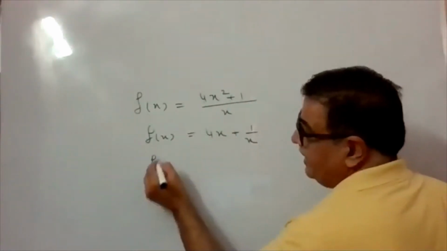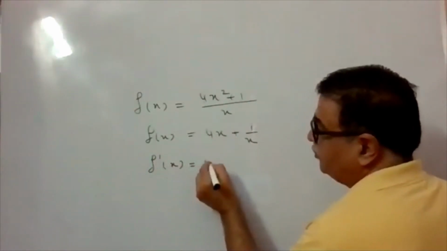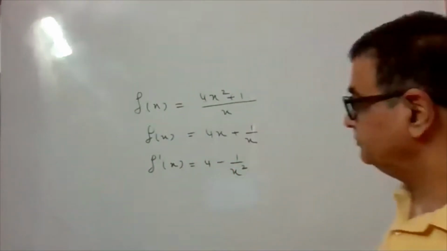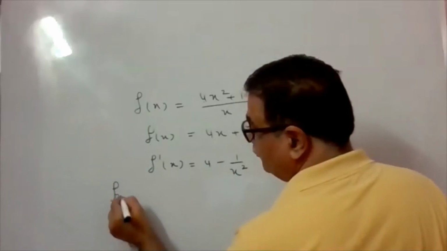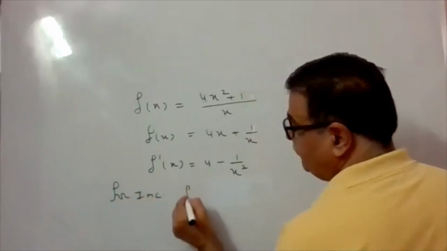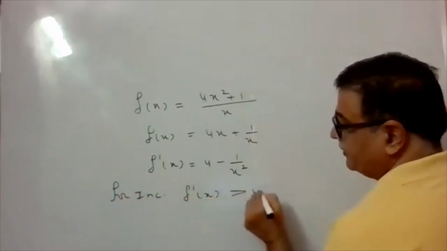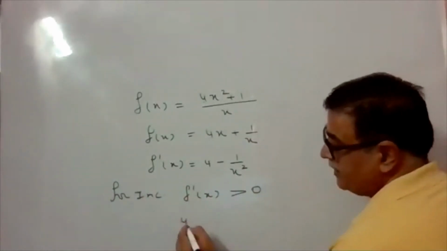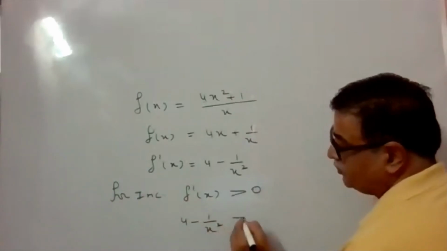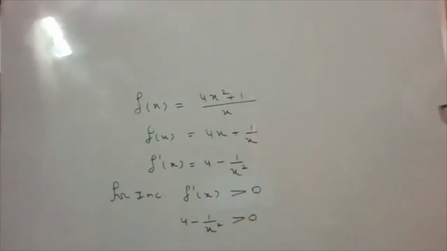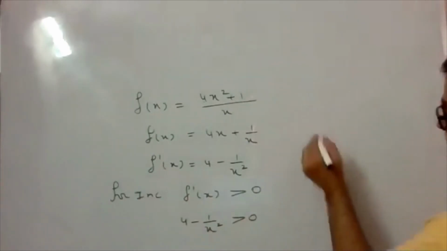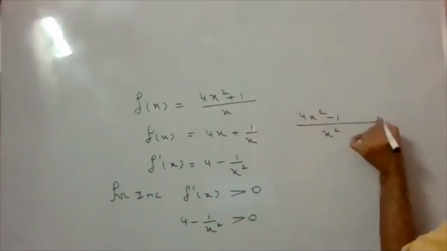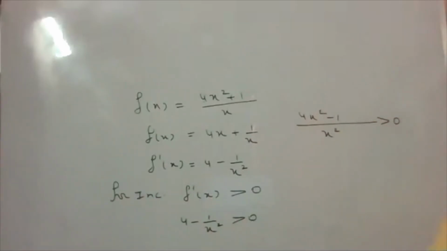Now that means f dash x, if I take, it will come out to be 4 minus 1 by x squared. Now for increasing, f dash x has to be greater than 0, or I should say 4 minus 1 by x square has to be greater than 0. x square is the LCM, it will be 4x square minus 1 has to be greater than 0.